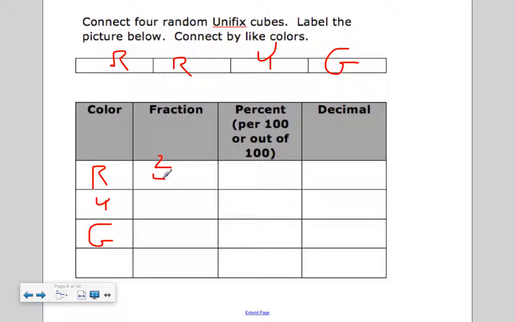2/4. Or isn't that just half? 2/4 or 1/2. Percent means per 100, or out of 100. How can I build this to 100? I need to multiply the numerator and denominator by 25. So if I multiply 4 by 25, I get 100, and 2 times 25 is 50. So 50/100. Again, a percent is per 100.